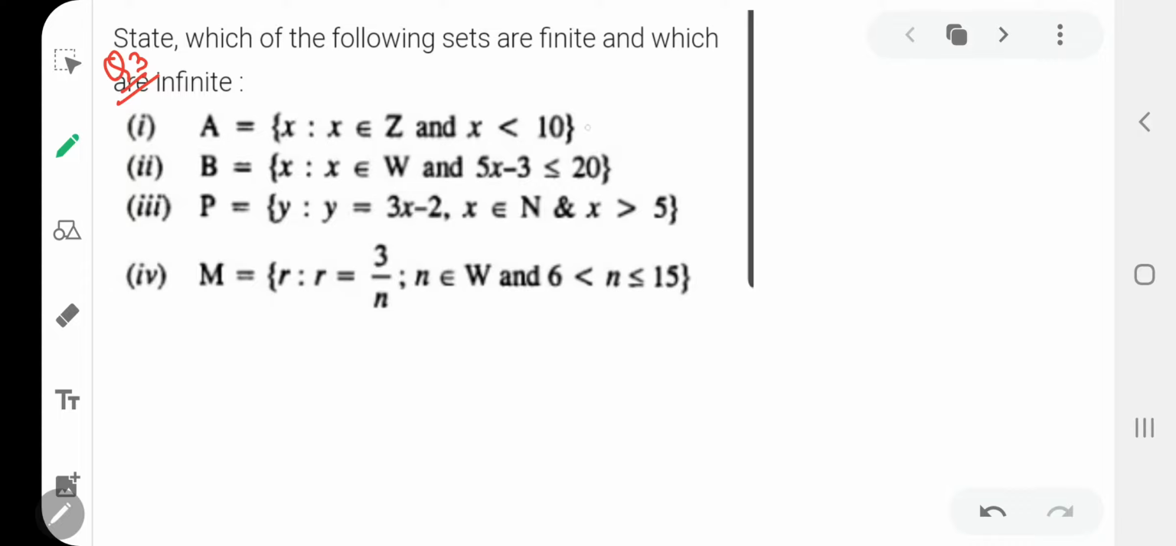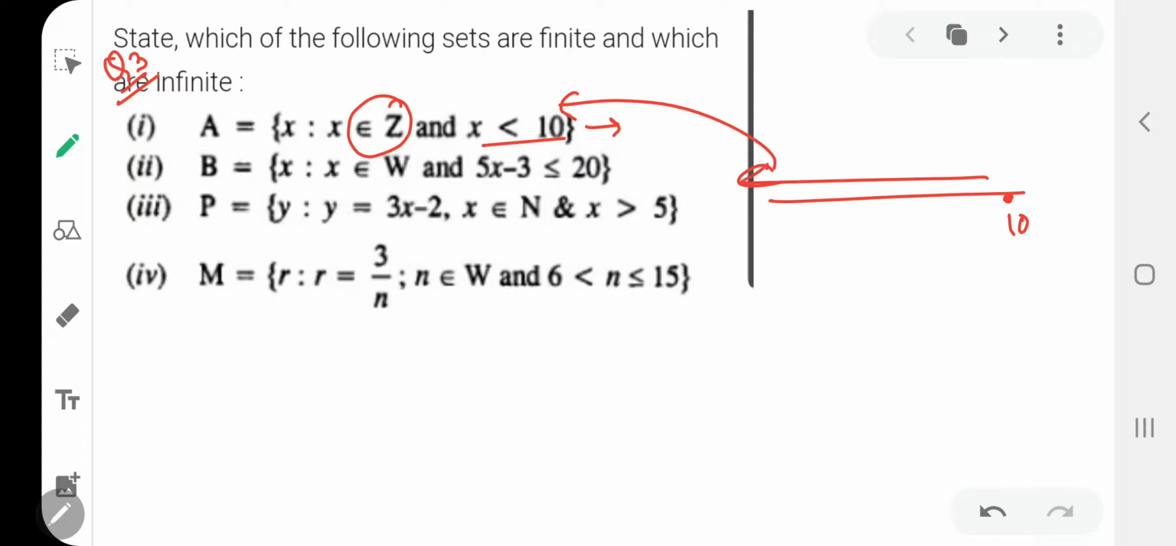Shall we start? Your first, can you notice here, it belongs to integers and here it is less than 10. So if I project a number line, all the elements below 10 will come in it, so is it limited or unlimited? So it is infinite because it can go towards your left to any number. Getting my point? There is no limitation. So we will write here infinite.